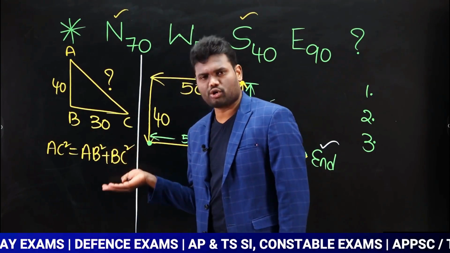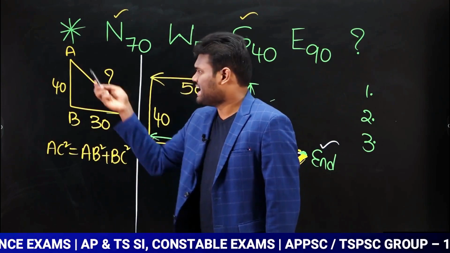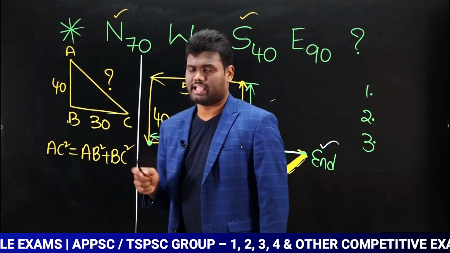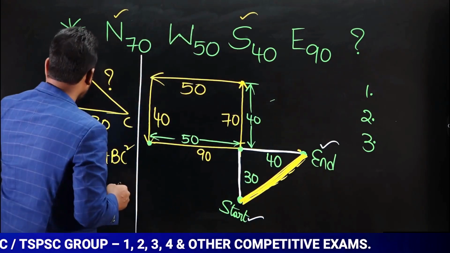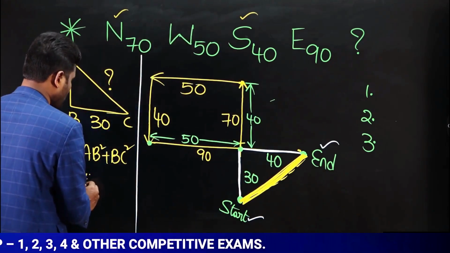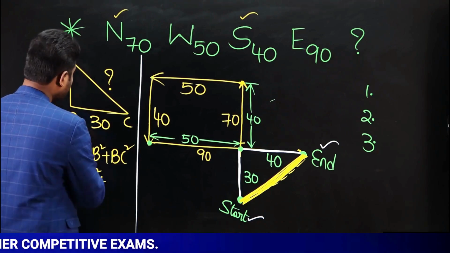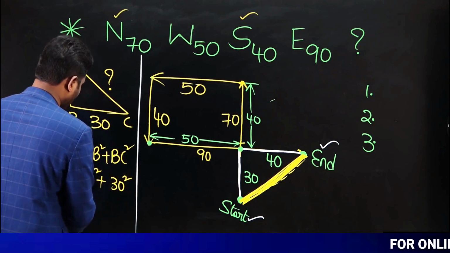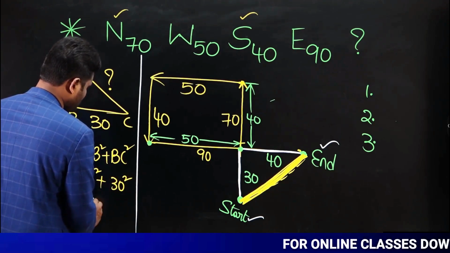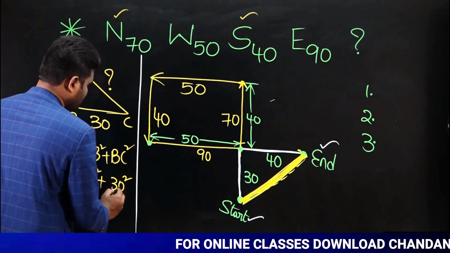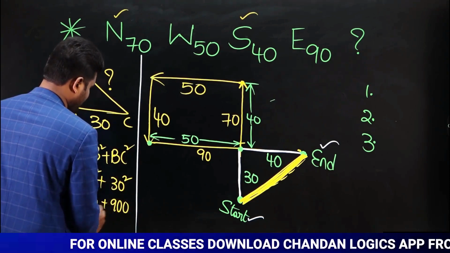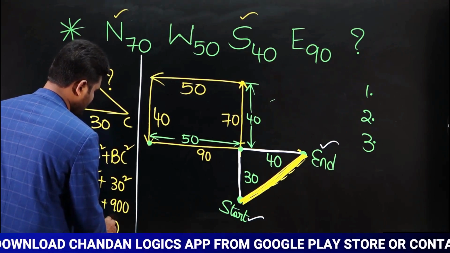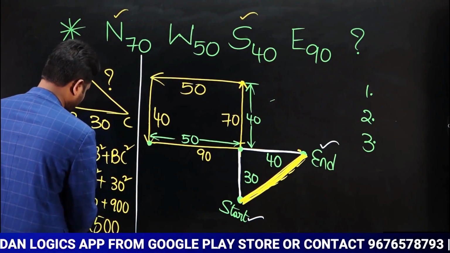Now you need to apply Pythagoras theorem. When you apply Pythagoras theorem, AC square is nothing but AB square plus BC square. Now if you look here, what is the value of AB? AB is nothing but 40. Yes or no? Which means 40 square plus what is the value of BC? BC is 30. So this is going to be 30 square. Now 40 square is going to be how much? 40 square is going to be 1600. Now 30 square is going to be how much? 900. When you add both of these, this is going to be 2500. Now AC square value is 2500.